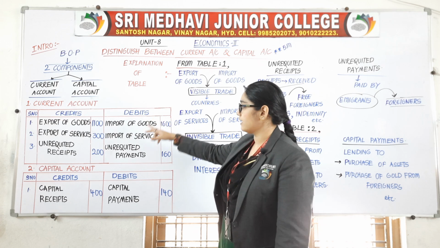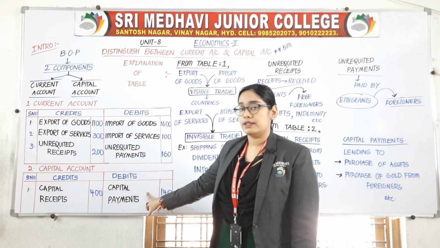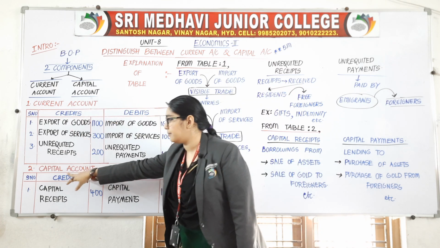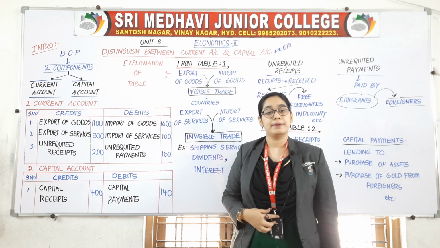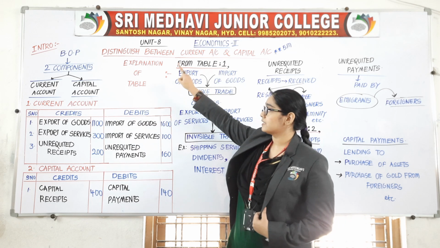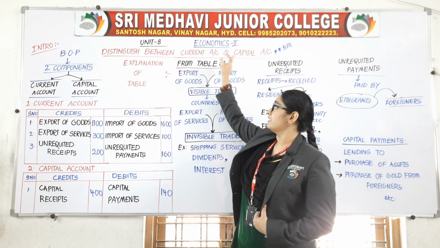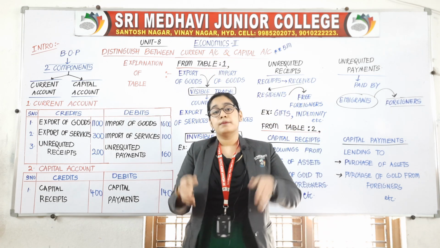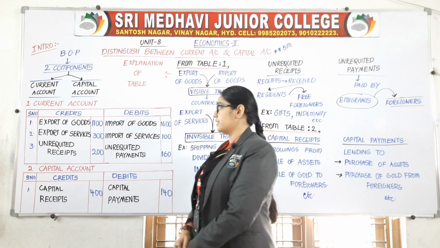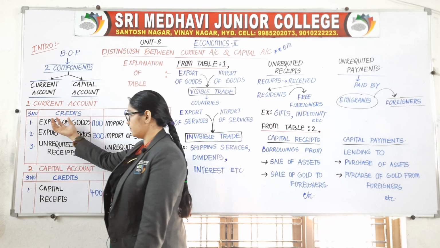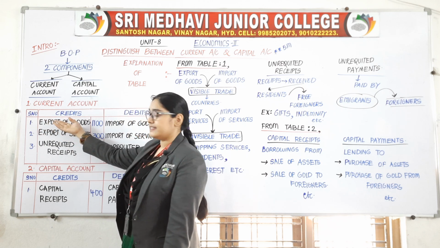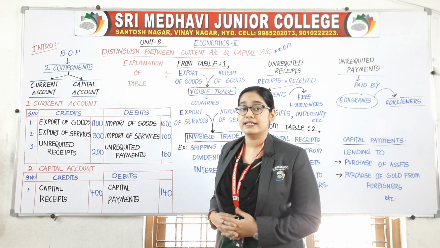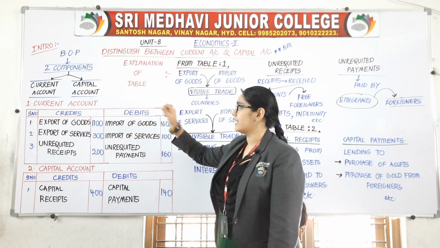Now you can find there are two tables drawn on the board. This is table number 1, that is current account. This is table number 2, that is capital account. As the topic is distinguish between current account and capital account, now we need to show the difference between these two accounts. So first, just see on the board, left side is credit, right side is debit.